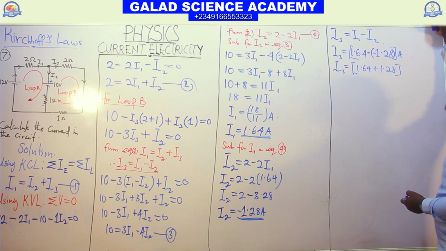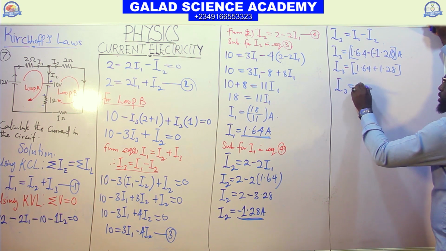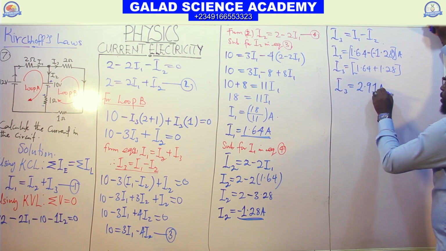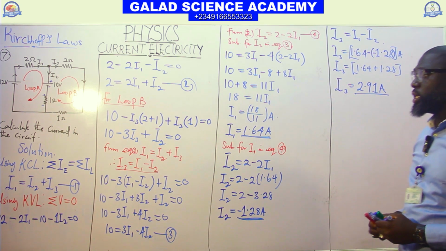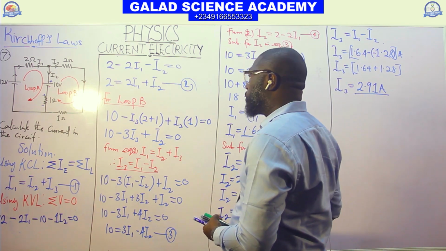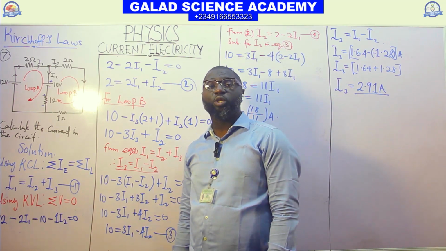Give us 2.91. I3 is equal to what? 2.9 watts, 1 and what? Ampere. Those are the currents I1, I2, and I3.